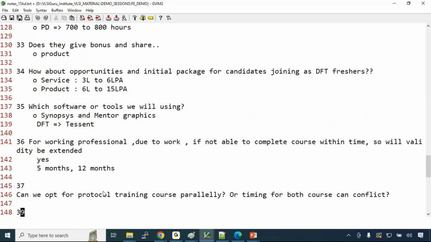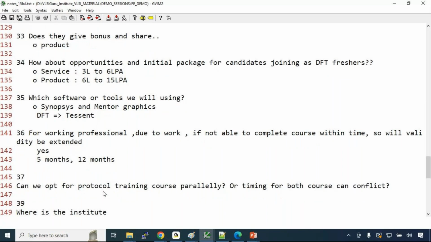Can we opt for the protocol training course parallelly, or will timings for both courses conflict? If you want, you can do that parallelly, but I don't encourage it. His question is, can we do the freshers course and protocols parallelly? It's not required, because during the freshers training itself, you learn the protocols. It will become too hectic for you to handle. Doing too many things becomes too hectic. Probably once you join the course for 2-3 weeks, you will feel what I'm telling. Okay.